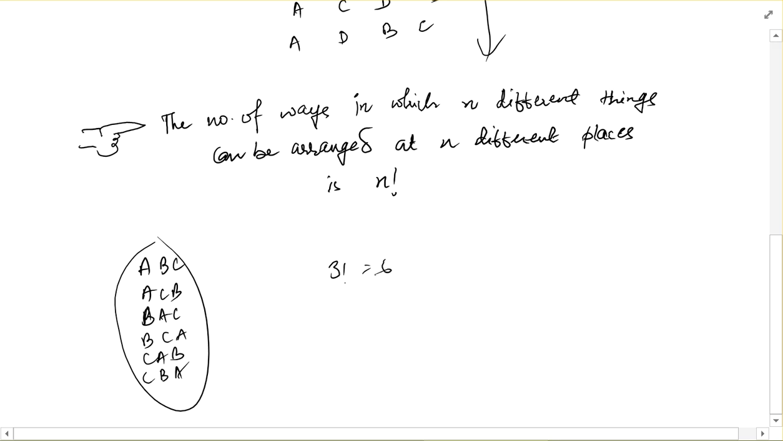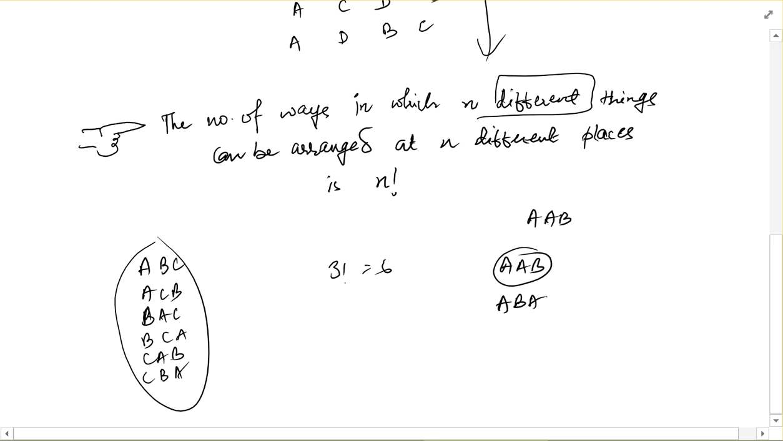Now, why am I giving emphasis on this word different? The things must be different. Otherwise, if it is A, A, B, then what will be the case? A, A, B is one arrangement. Then A, B, A.